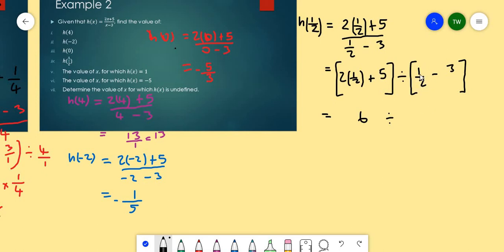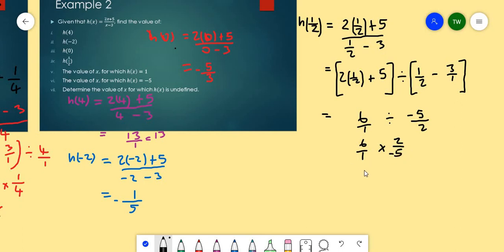Here I have 1/2 minus 3. Remember that 3 here is just the same thing as 3 over 1. So 1/2 minus 3, that's just going to leave us with minus 5 over 2. Right? So if we're dividing, if we have 6 divided by minus 5 over 2, remember that 6 is the same thing as 6 over 1. So the rule is, we're going to keep our first fraction, so it's going to be 6 over 1. Change the division sign to multiplication. And then we're going to invert the last fraction, so it becomes 2 over minus 5.